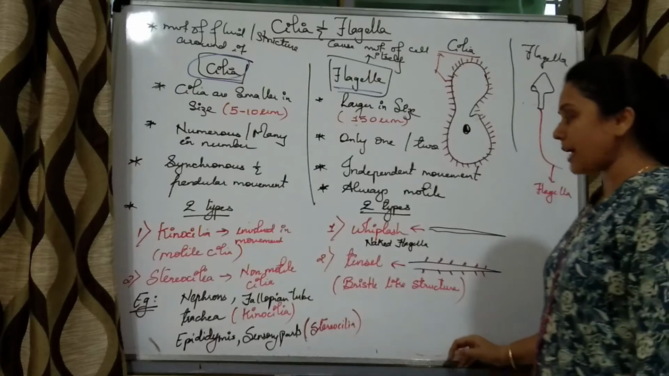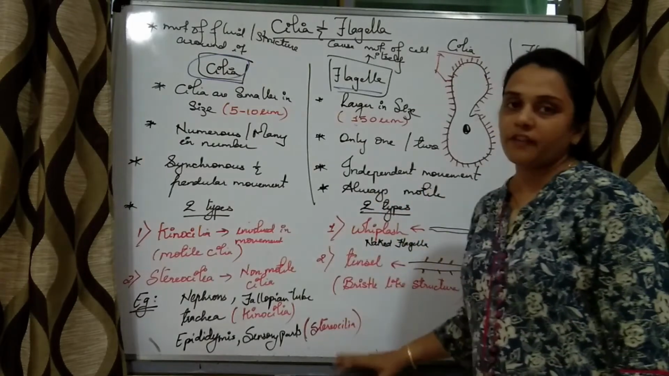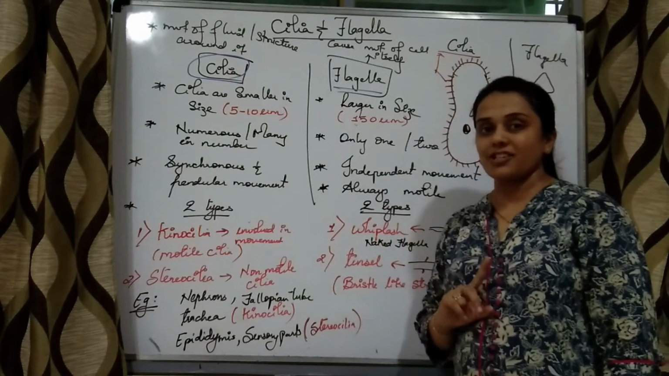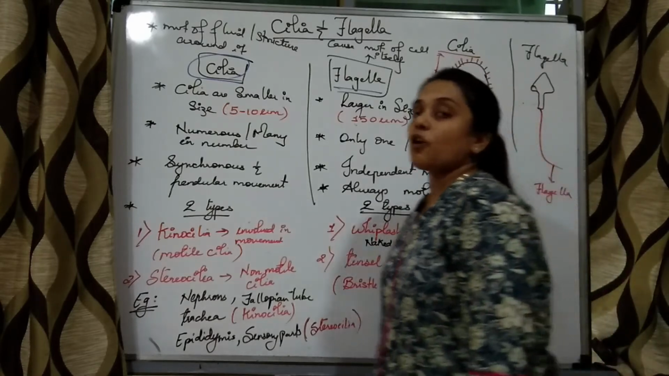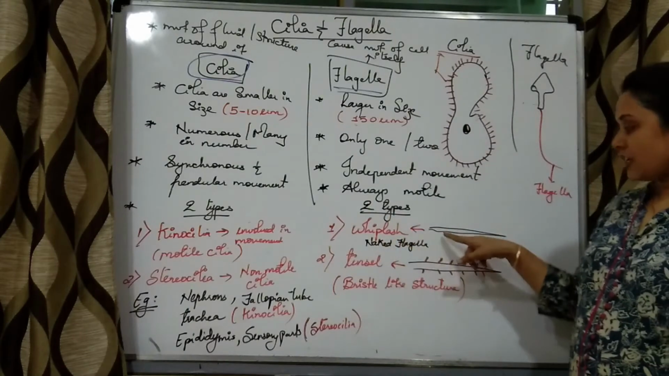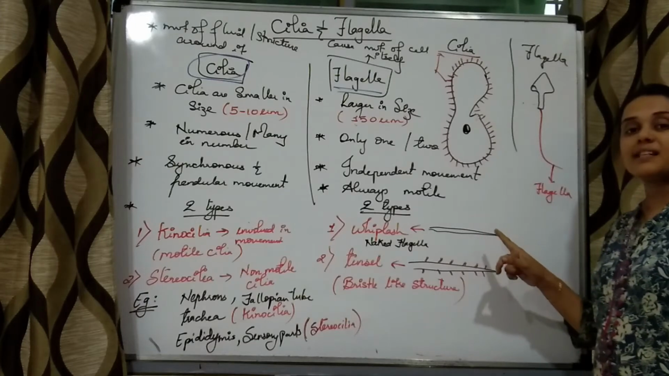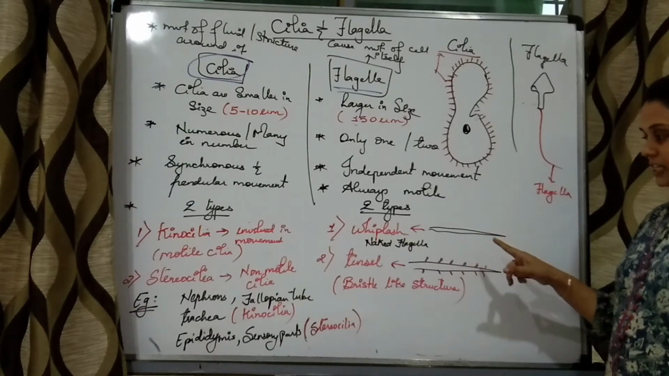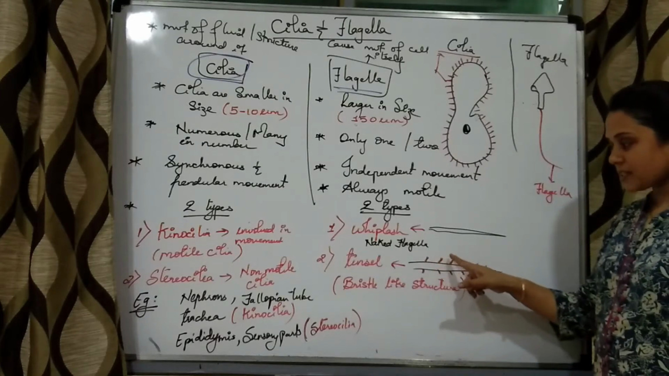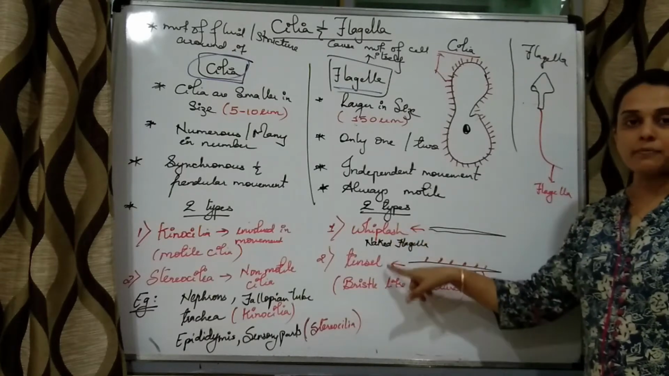Flagella are of two types, whiplash and tinsel type of flagella. Flagella will always be motile. The structure of eukaryotic flagella is different from that of prokaryotic flagella. Whiplash is a naked flagellum, it does not have hair or bristle-like substances on its surface, whereas the tinsel type of flagellum possesses bristles or hair-like structures on its surface. So these are the two types of flagella.